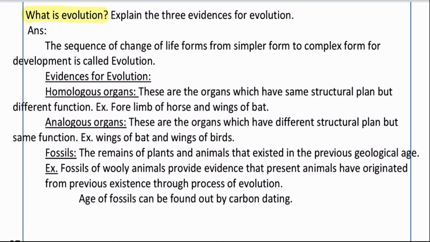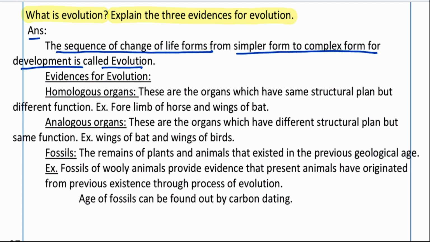What is evolution? Explain the three evidences for evolution. Answer. The sequence of change of life forms from simpler form to complex form is called evolution. Or you can also write it as accumulation of genetic differences in the living organisms over the period, and new varieties of living organisms. Means genetic differences occurring over the period is known as evolution.